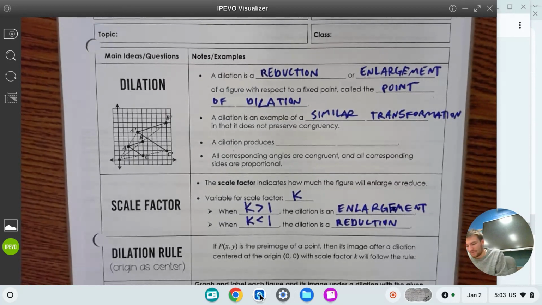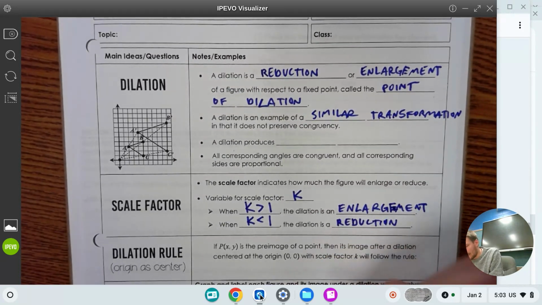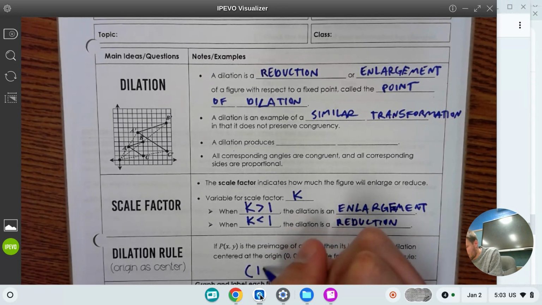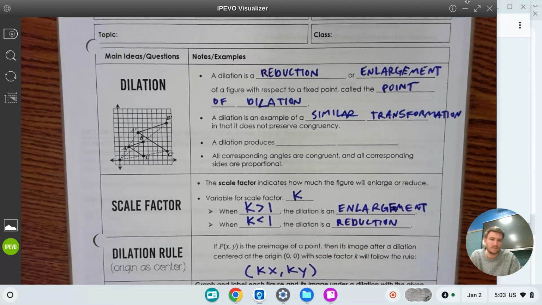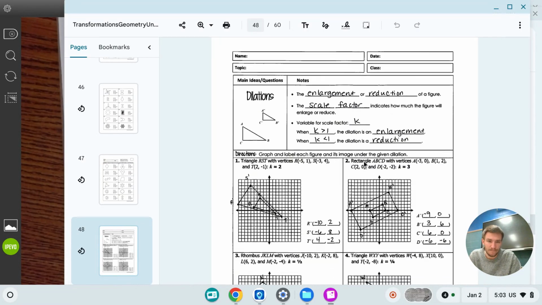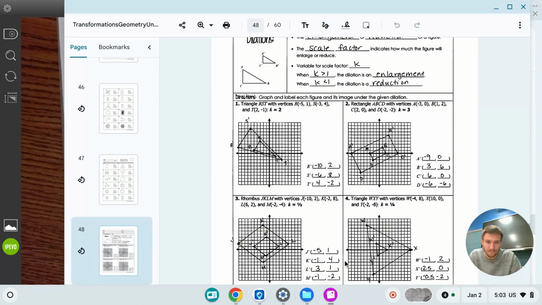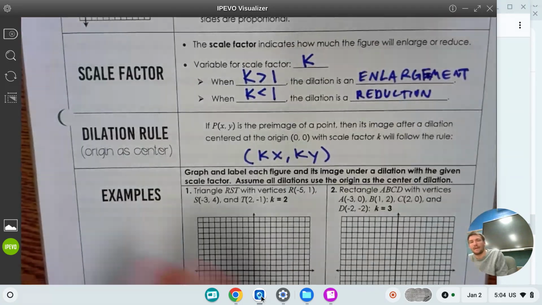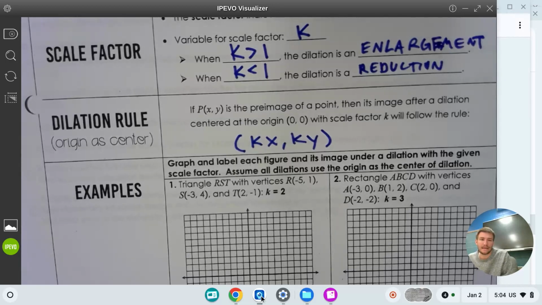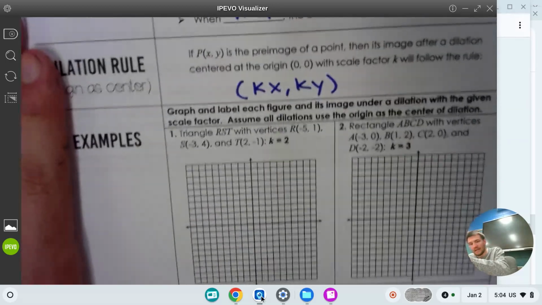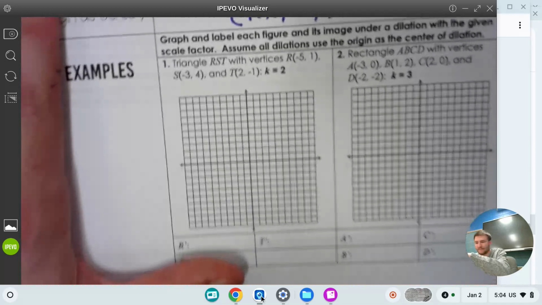Oh, there's supposed to be a rule here. I believe it's just kx comma ky. Cross your fingers. We got it. I don't even have that on here. Disappointment. Okay. kx, ky, aka just multiply by k. Simple as that.